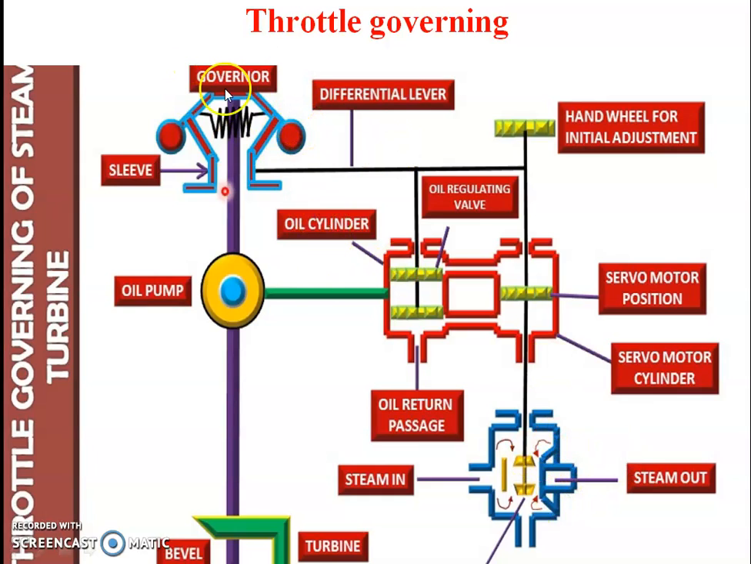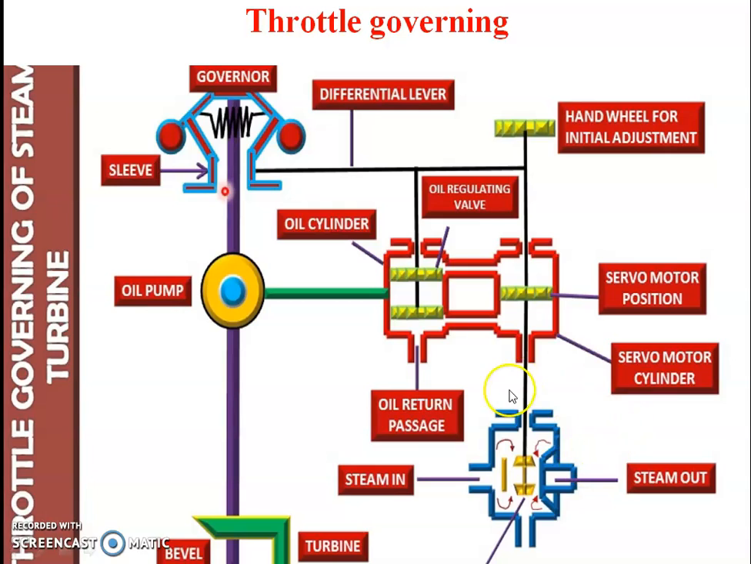In throttle governing, there is a centrifugal governor attached with flyballs, spring adjustment and the sleeve mechanism. After that, a differential lever is coupled with the governor, with a fulcrum, and also a hand wheel for initial adjustment of the throttle governor. After that, there are two types of cylinder: one is the positive pilot piston, another is the relay piston. From here, the oil cylinder and servo motor cylinder, hand wheel adjustment and initial adjustment, the passage of oil is returned through this passage.